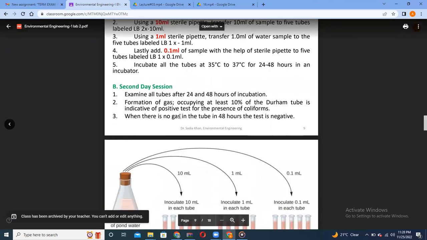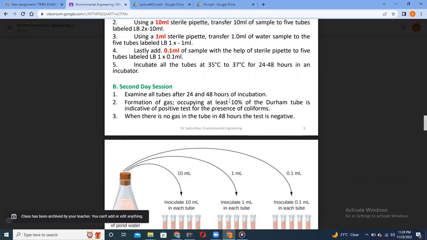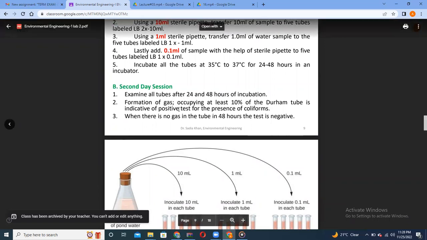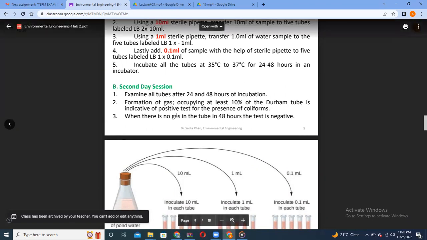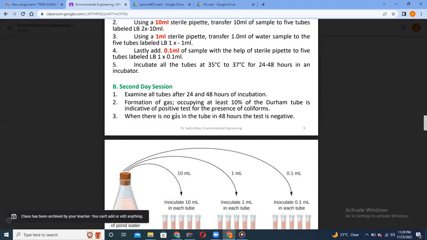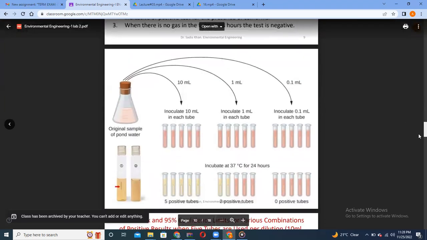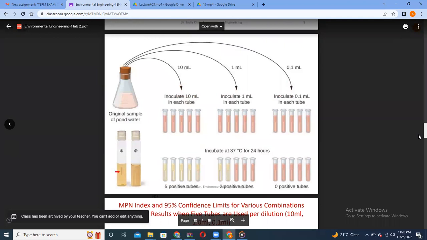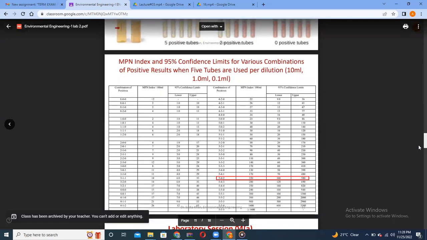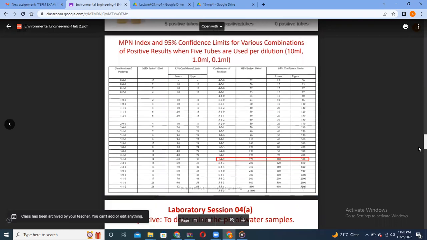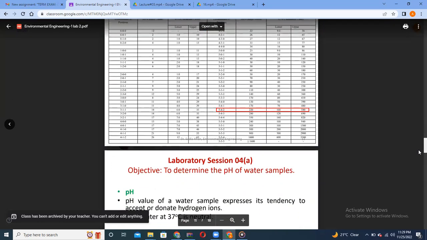Second day session is to examine all tubes after 24 to 48 hours of incubation. Formation of gas occupying at least 10% of the Durham tube indicates a positive test for the presence of coliforms. When there is no gas in the tube after 48 hours, the test is negative. That means that coliform isn't present. Here we have the pictorial representation of how the procedure will occur, and here we have the values that will occur during the fermentation and incubation of the process.